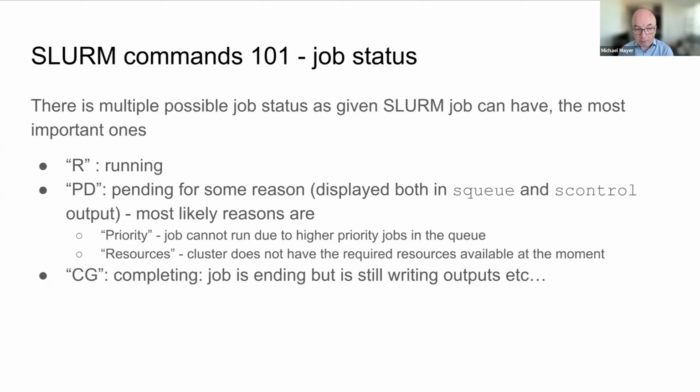And a job state that you will probably not see much is CG, for completing. The job is ending, but it's still writing outputs. So sometimes if you have a slow storage device, then you may see lots of jobs in the CG state.